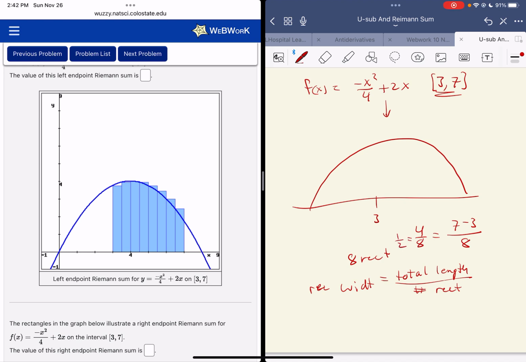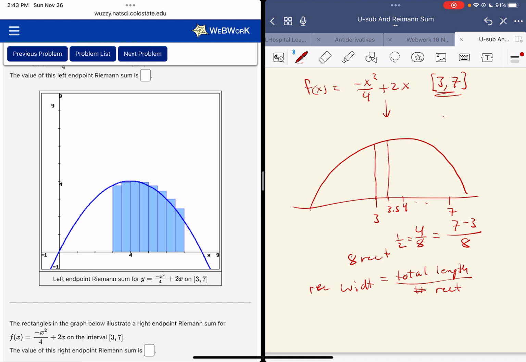That means each rectangle has a length of half. So the next spot is going to be 3.5, and then 4, and so on. And I guess I'll put the 7 right here. Okay, so 3, it hits our function somewhere. 3.5, it hits our function somewhere.